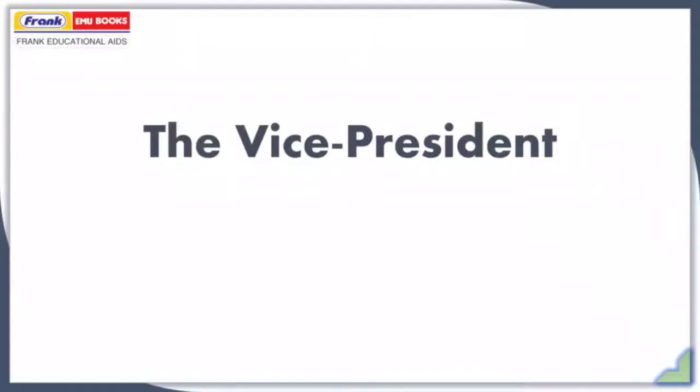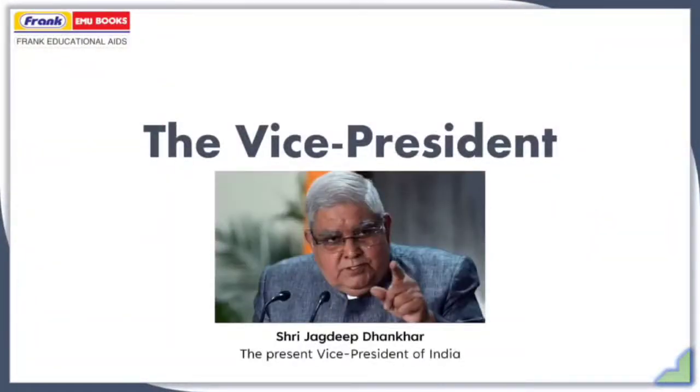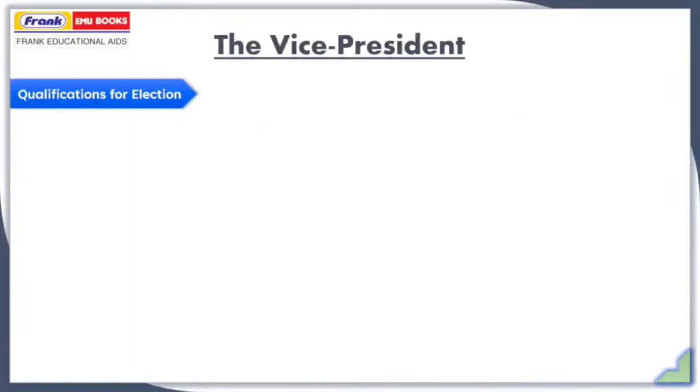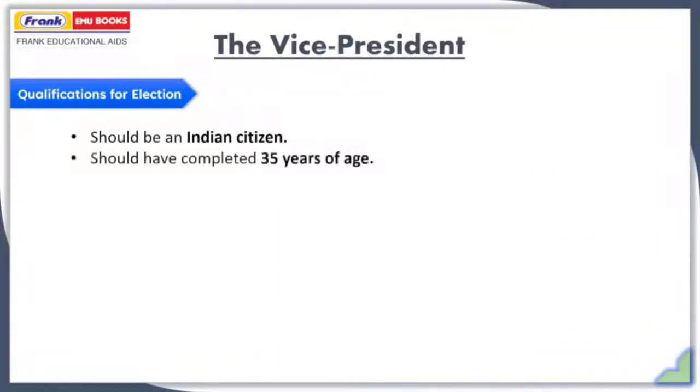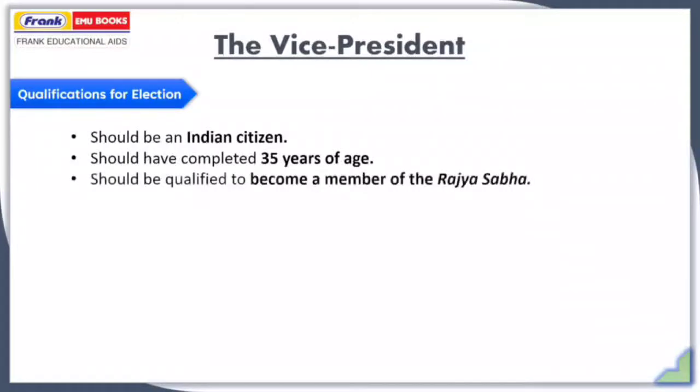Now, let's talk about the Vice President of India. Sri Jagdeep Dhankar is the present Vice President of India. What is the qualification for this election? He or she should be an Indian citizen, should have completed 35 years of age, and should be qualified to become a member of the Rajya Sabha.